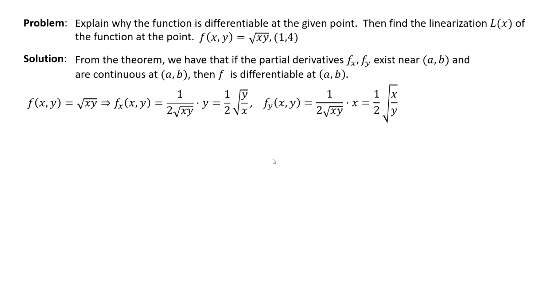Similarly, if we find f sub y, it's 1/2 square root of x over y. So the question is, what's f sub x at (1, 4)? Plug and chug, turns out to be 1. What's f sub y? It turns out to be 1/4. So were we able to figure out f sub x at (1, 4) and f sub y at (1, 4)? Yep.